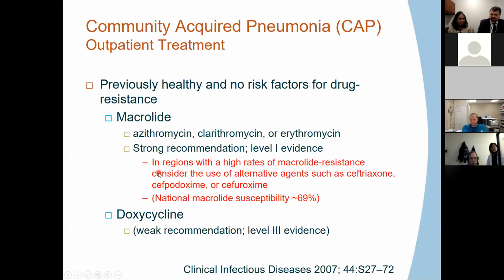But in regions where there's high rates of macrolide resistance, consider an alternative agent, such as ceftriaxone, cefpodoxime, cefuroxime. Nationally, the macrolide susceptibility is around 69%. And when I looked at Nebraska data too, at different places, we are up to like 30 to 40% resistant. So if you truly have pneumonia and the patient has risk factors, we should not be using macrolides at all as a single drug agent.